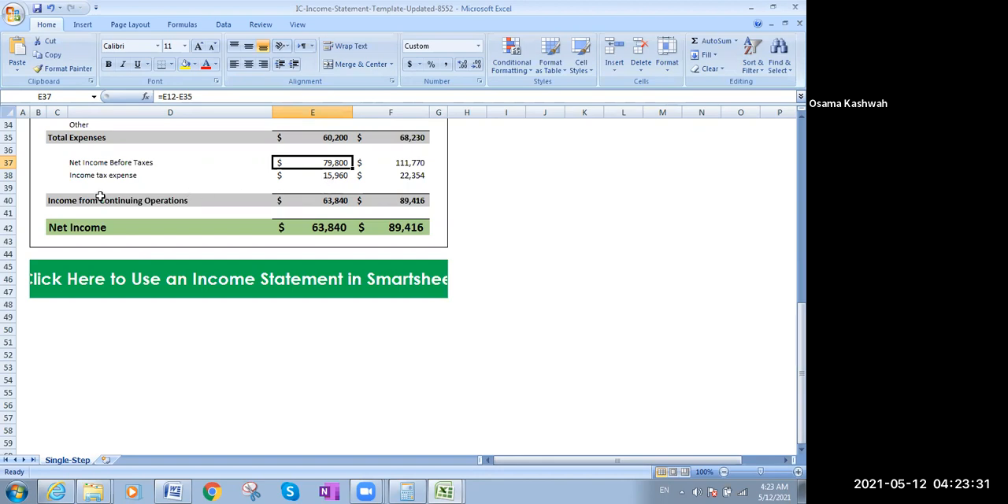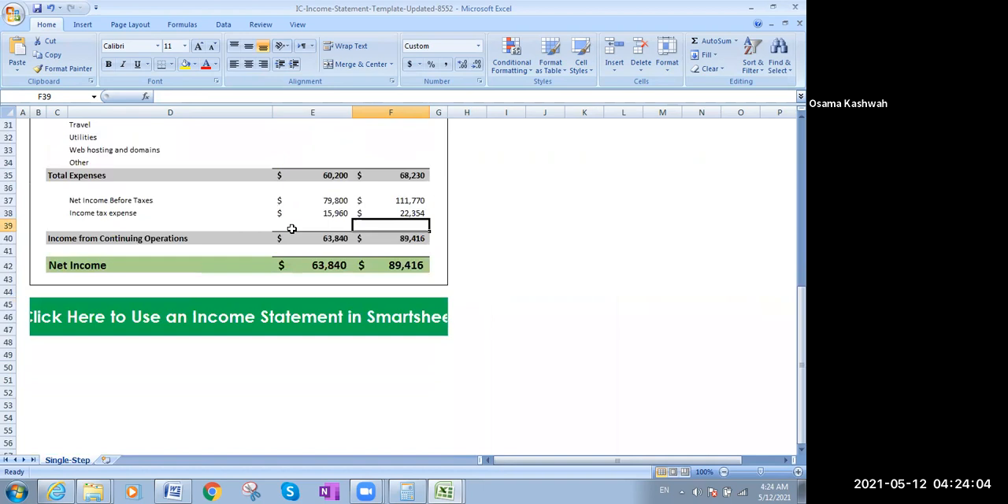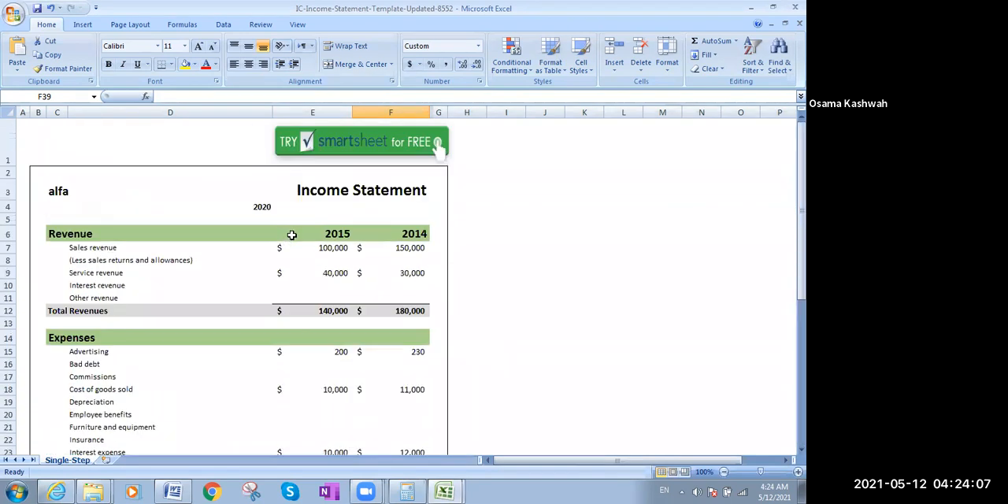Now, I got the income taxes, and I have the income before taxes. I will deduct them. So 79,800 minus 15,960 will give me 63,840. Likewise, the same thing for the other year. So the net income is what you see, the net income after the taxes. Excel helped me to organize this work. Thank you so much for listening to the net income and the application by Excel. Thank you.